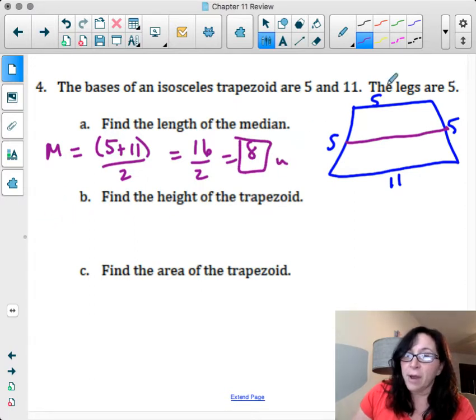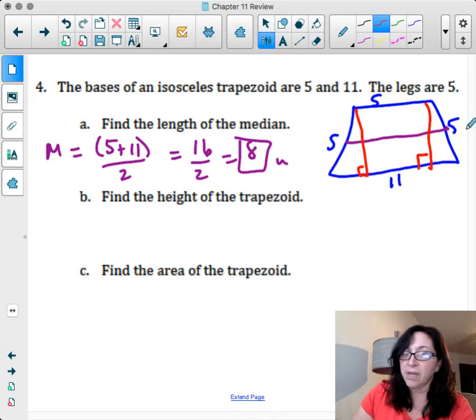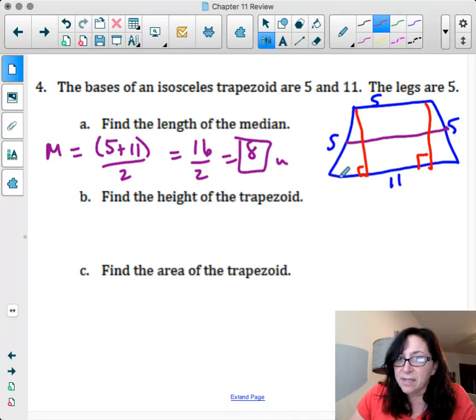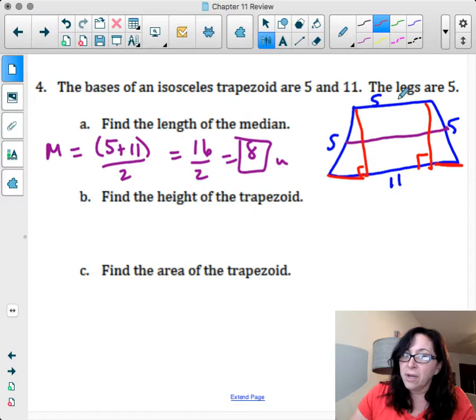The height of the trapezoid, now this is a little bit different. So we're going to have to bring this straight down. That becomes perpendicular. That also comes straight down and is perpendicular. And because it's isosceles, that means that these two sections right here and here are exactly the same measure. So we can bring down the 5. This distance here is 5. And so 11 minus 5 is 6. If we divide 6 up, we're going to get a 3 here and a 3 here.